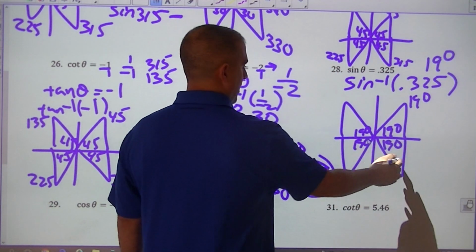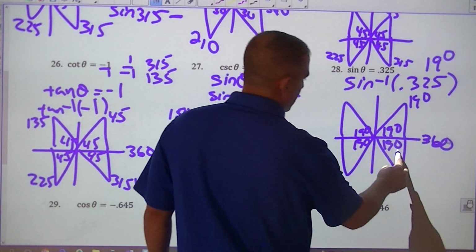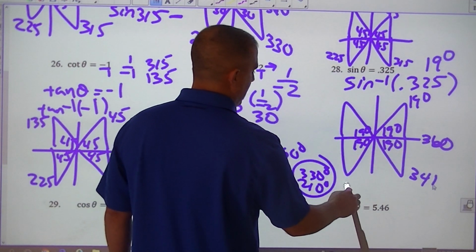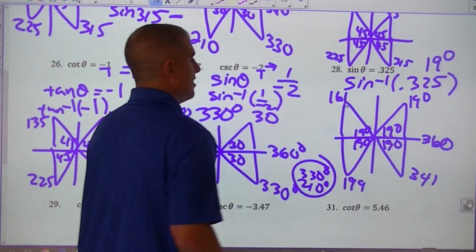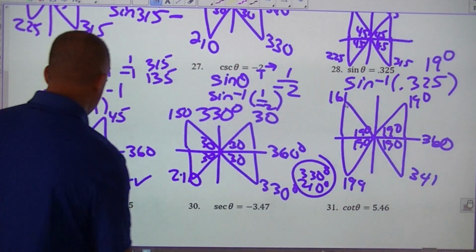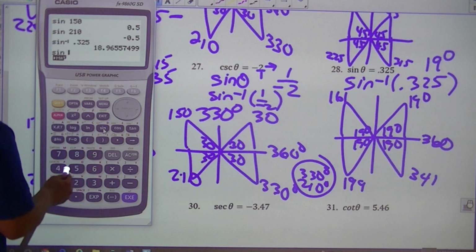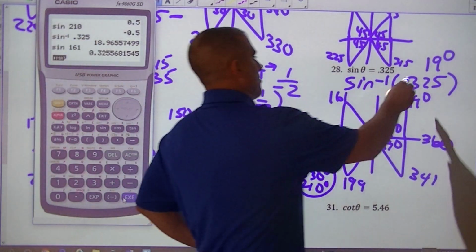Now, this one, I would subtract from 360, so that's going to end up being 341. This one, I would add 19, which would be 199. Subtract 19, which would be 161. Now, on the same premise, I'm trying to find the one that's positive. I already know sine of 19 works. Sine of 161, that's positive. So that's the other one that works.